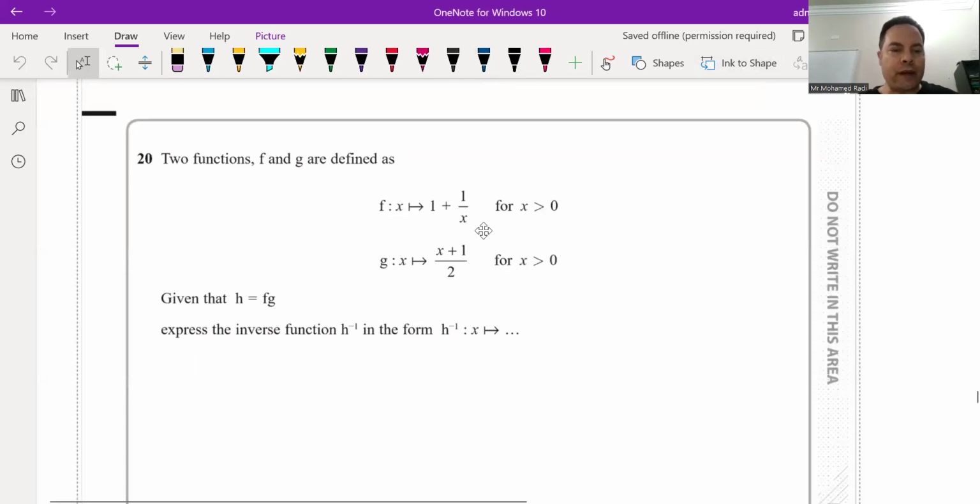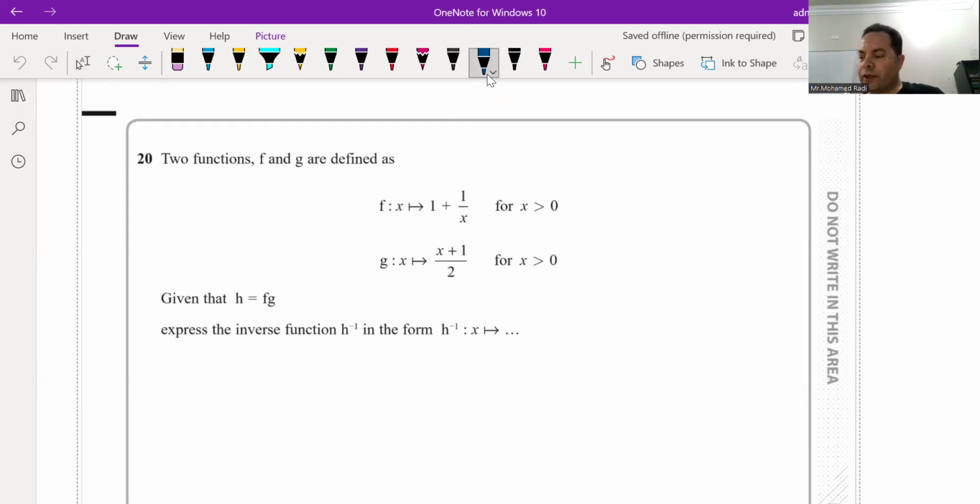Two functions f and g are defined as f of x equals 1 plus 1 over x for x more than 0. X more than 0 is called the domain of the function. And g of x is equal to x plus 1 over 2 for x more than 0. This is also called the domain of the function. Given that h equals f of g of x, this is called a composite function. How to form h, f of g?